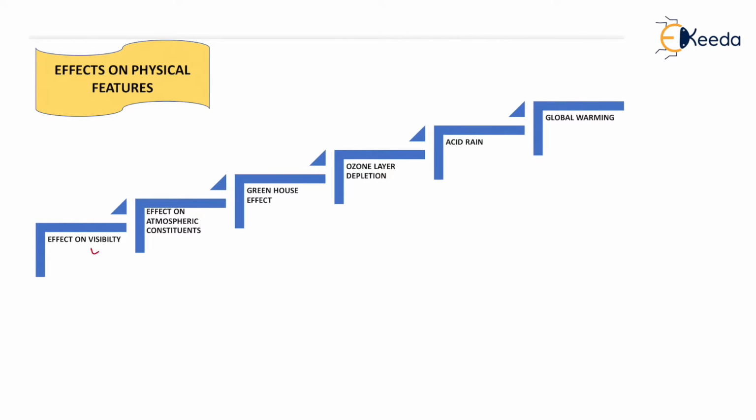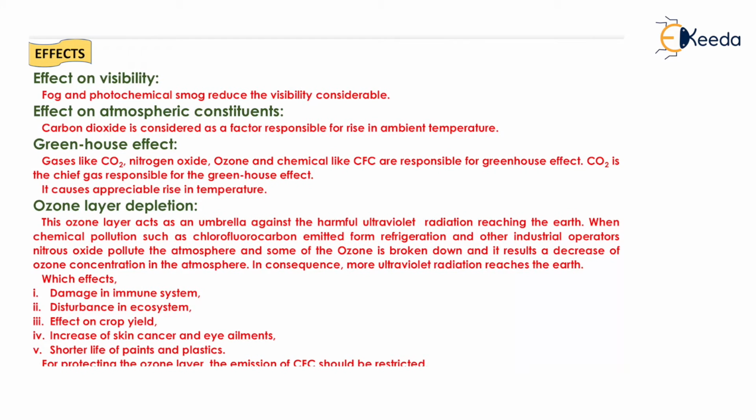First one is the effect on visibility, next one is the effect on atmospheric constituents, another effect is the greenhouse effect, next one is the ozone layer depletion, second last is the acid rain, and the last one is global warming. Now we will see each and every effect in detail, starting with the effect on visibility. Fog and photochemical smog reduce the visibility considerably. If fog and photochemical smog are present, then visibility is reduced considerably.